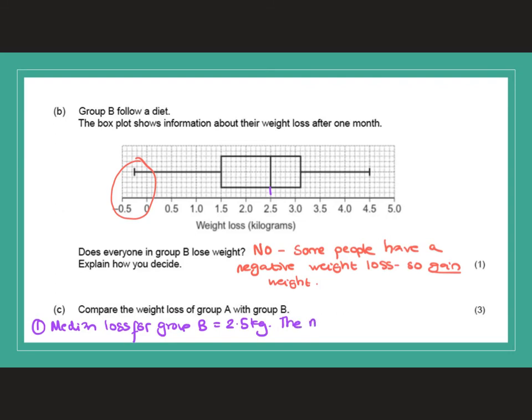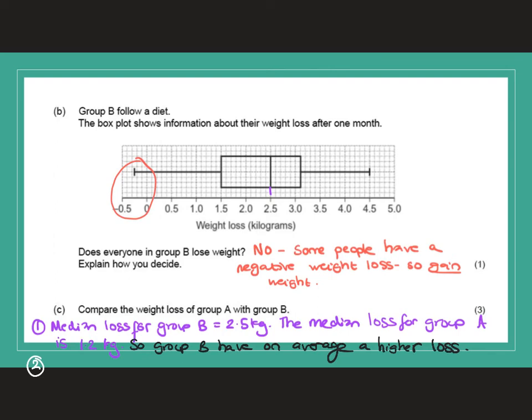Now, the median loss for Group A, and you may have to go back and read this from your cumulative frequency graph, the median for Group A is, we saw it previously, 1.2 kilograms. So Group B have, on average, a higher weight loss because their median is higher than that of Group A. Now, the second thing that we want to compare is the range, or the interquartile range.